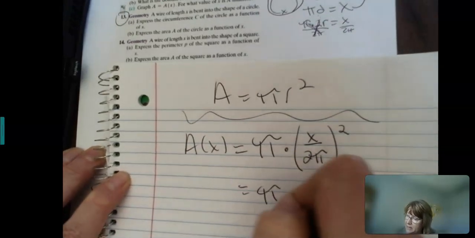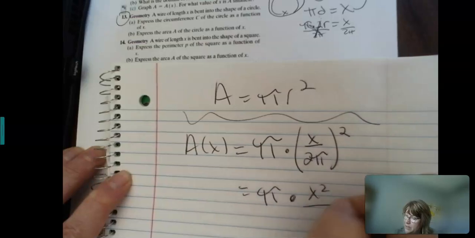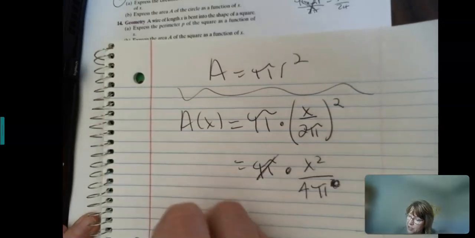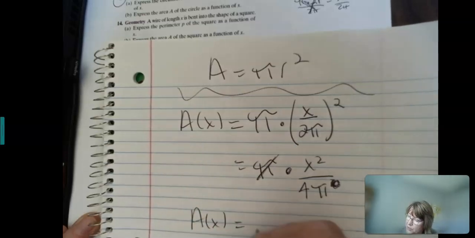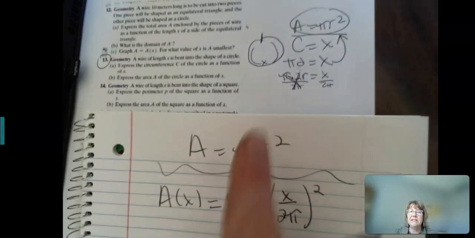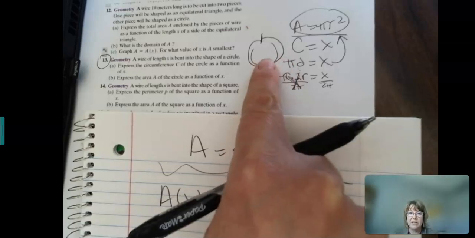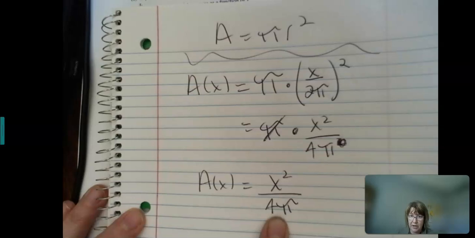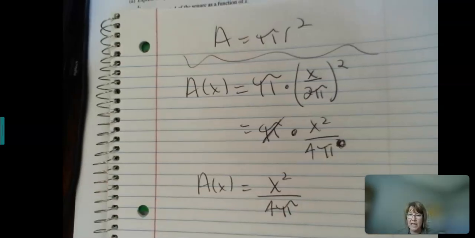So I get pi, square the top, x squared, square the 2 is 4, and square the pi. And notice one of the pi's can cancel, so I'll just cancel that. So my function A of x is equal to x squared over 4 pi. So what that means is if I know how long my wire is, x, I can just sub it into this formula and it will spit out the area, okay? All right, so again, I took two formulas I knew and I mushed them together to create a function of x. All right, let's look at 14 here.